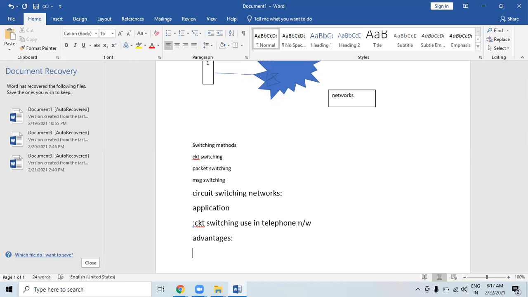So examples of circuit switching networks are the public switched telephone network, PSTN. Then B channel and circuit switched data and high speed circuit switched data, and circuit switched data service in cellular systems such as GSM. Okay, so these are the examples of circuit switching.